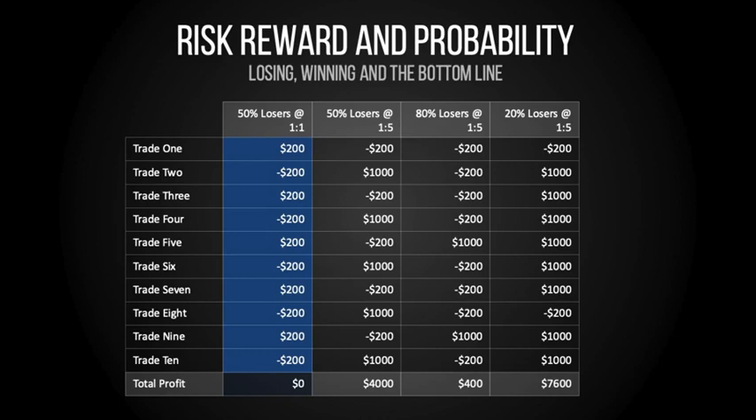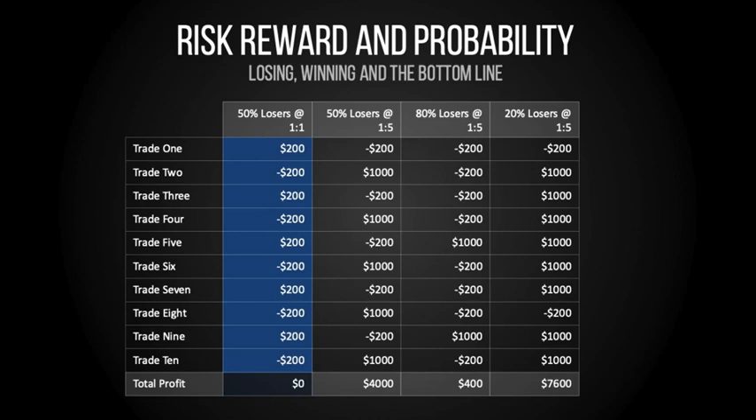But we've lost $1,000 from the 5 losers, but we're still up net $4,000 when we approach it like that, when the risk reward ratio is high, even though the probability of success is 50-50. So you can start to see how just by tweaking one of these things, we're looking at a decent expectancy for our strategy. Let's move on to 80% losers.